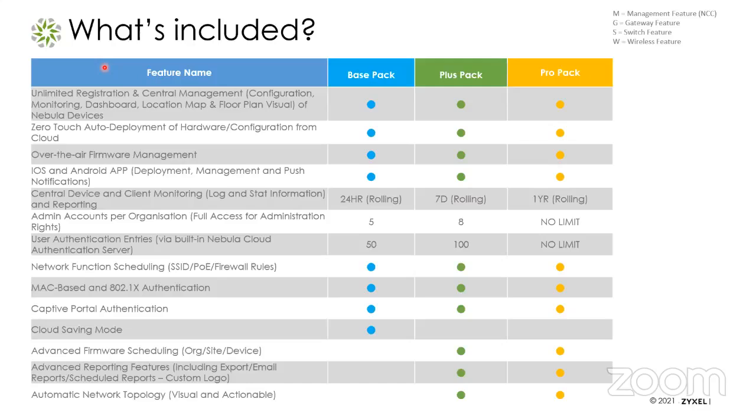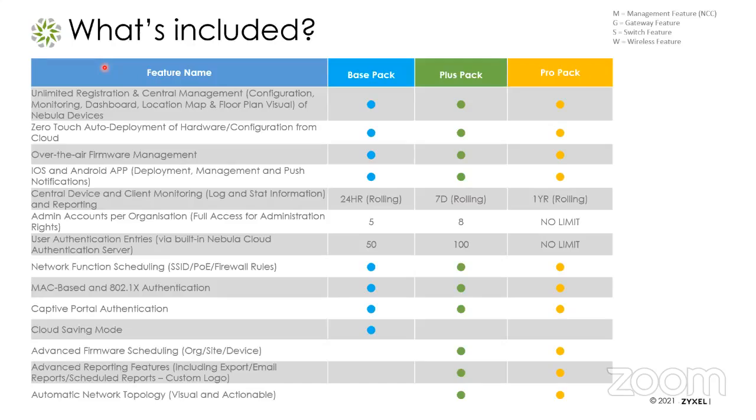Now, where we start getting to some of our differences here, log storage. We store logs in the cloud for you. The free version of Nebula keeps just 24 hours worth of logs in the cloud. Plus Pack gets you a week worth of logs in the cloud. Pro Pack, we store a year's worth of logs in the cloud. Now, I do want to note here that the free version of Nebula does support syslog server export, so you can always set up your own syslog server and have the logs automatically exported to that. It's just the cloud storage itself is limited to 24 hours.